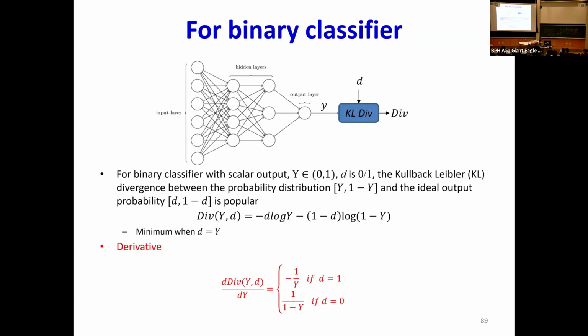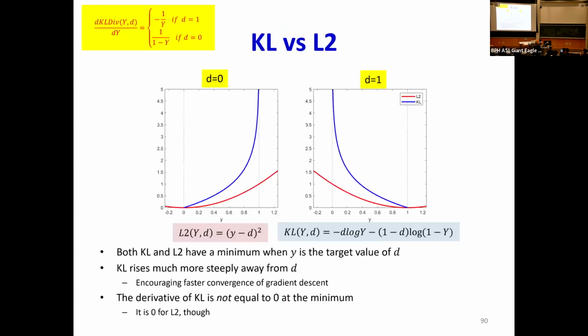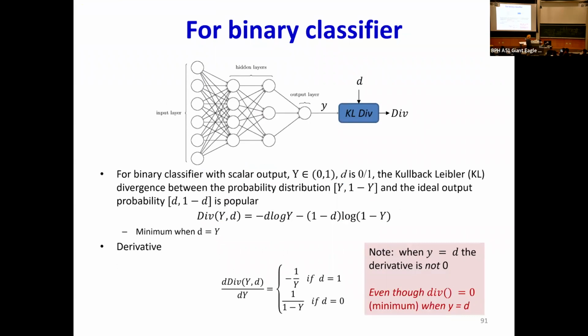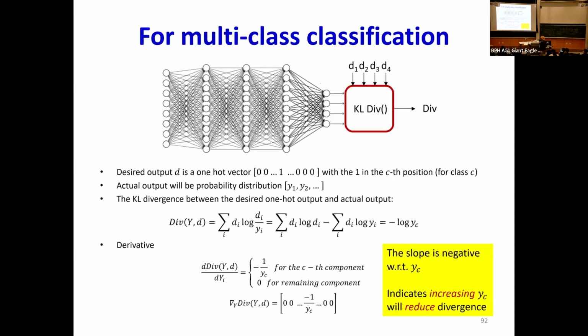Similarly, when y is 0 and the desired output is 0, what is the slope? You're finding that at these corners, the slope is actually 1 or minus 1, right? So at the minimum, the slope is not 0, which is why simply checking for the slope is not enough. If you keep taking steps until the slope becomes 0, you're never going to stop. So when y equals d, the derivative is not 0, even though the divergence is minimum at those locations. Something to be aware of.